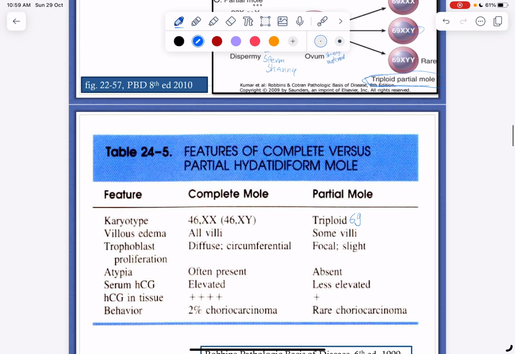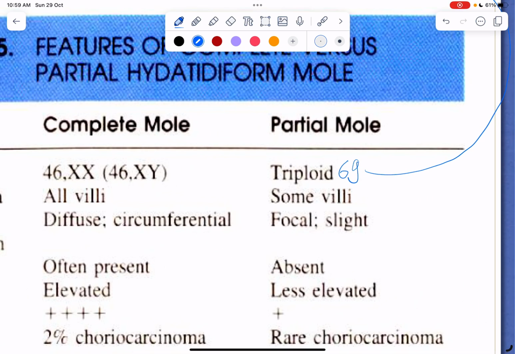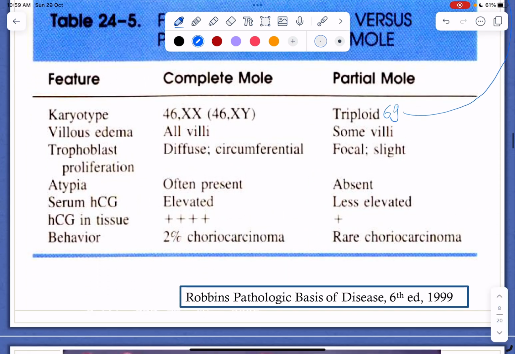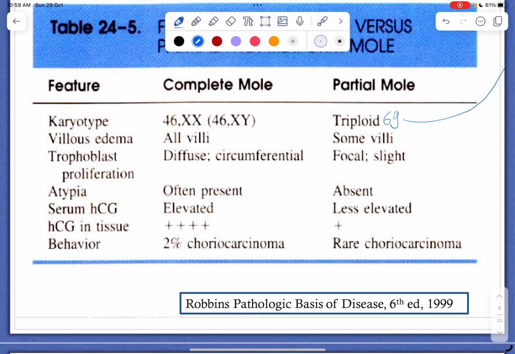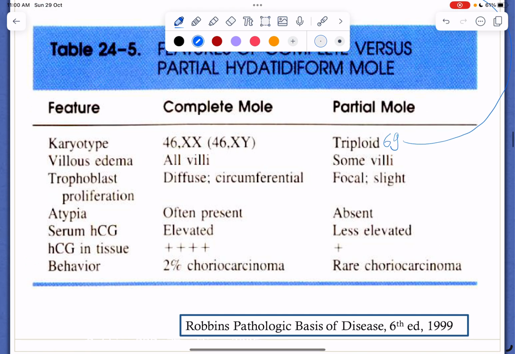That means 69XXX or 69XXY or 69XYY, which is very rare. Here we find villus edema or villus swelling. In complete mole, all of the villi have hydropic changes or cystic swelling. Here in partial mole, some villi have these changes and some are normal.